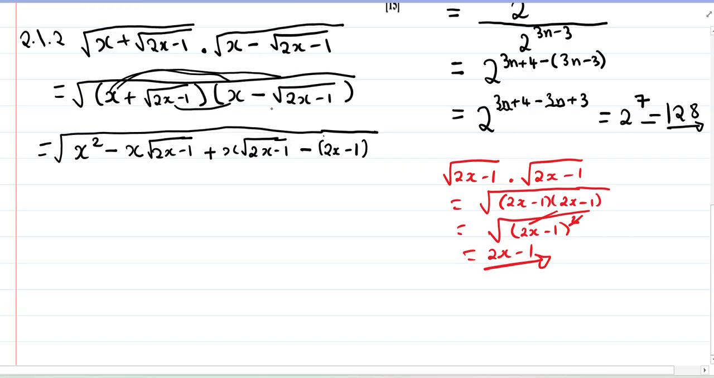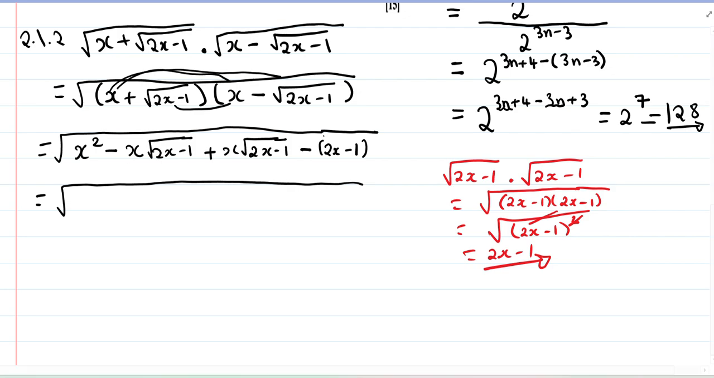So that's how I got the 2x minus 1. Then I continue with my equation. I still have that big square root over there. This one right here cancels out with this one. This one is positive, this one is negative, so they are going to cancel each other out. I'm left with x squared. This times this is minus 2x. This times this is plus 1.